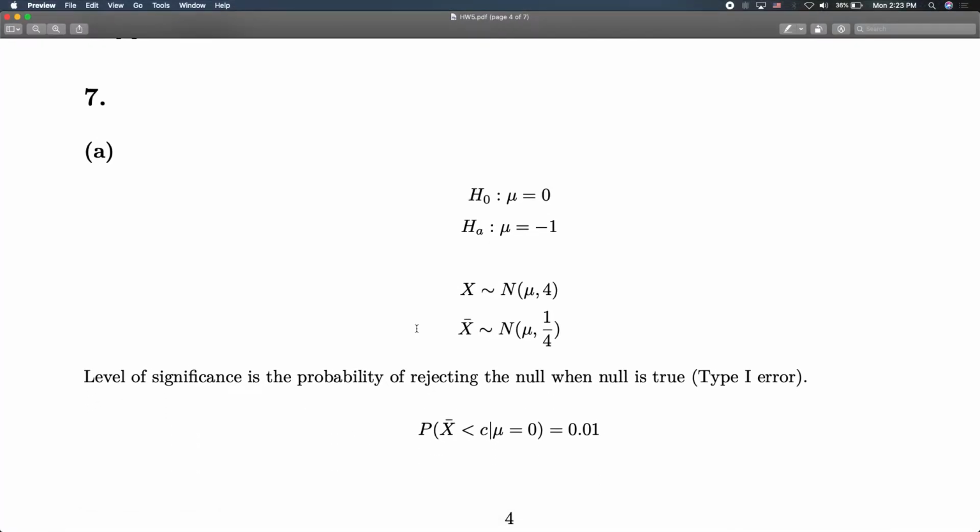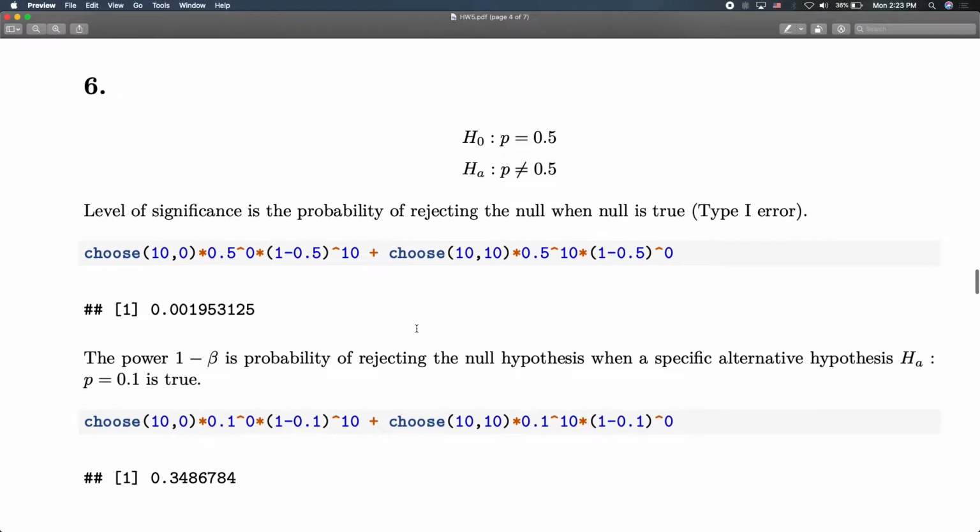Yeah? Is the choose function, that one's the combination? Yes. This is the binomial coefficient.